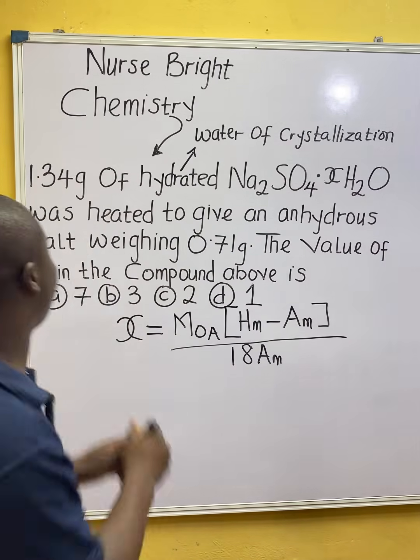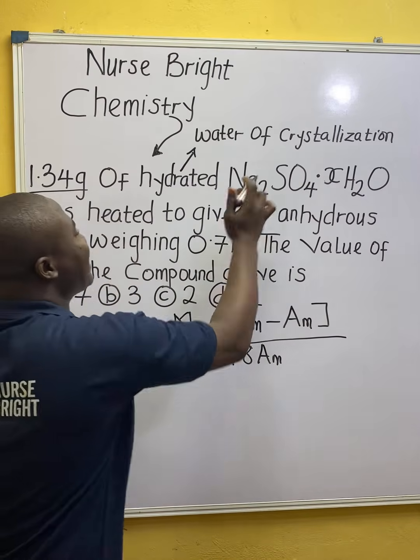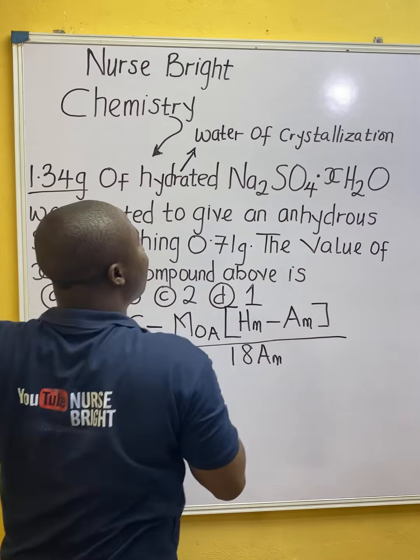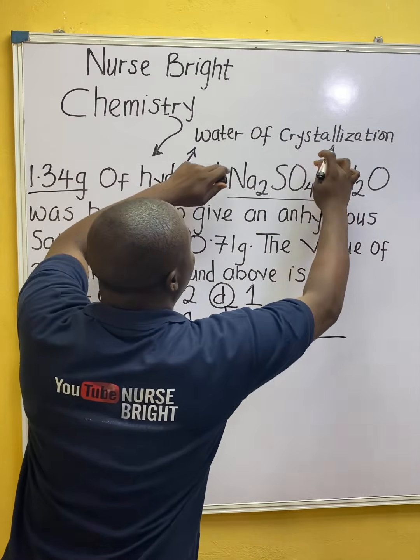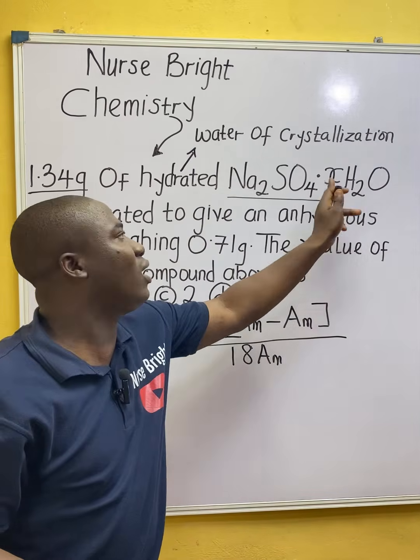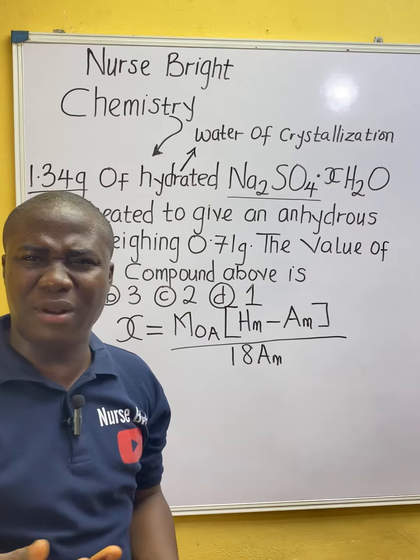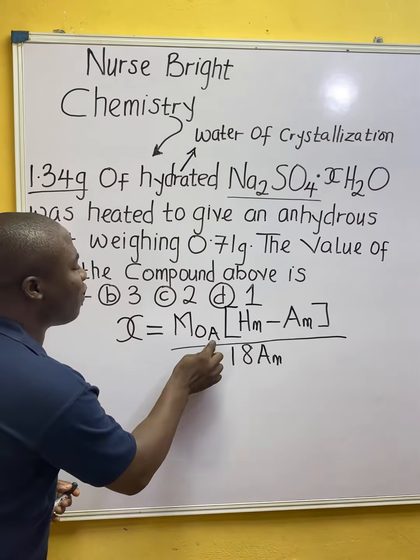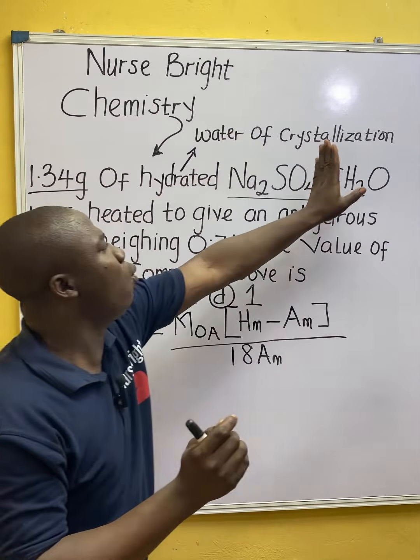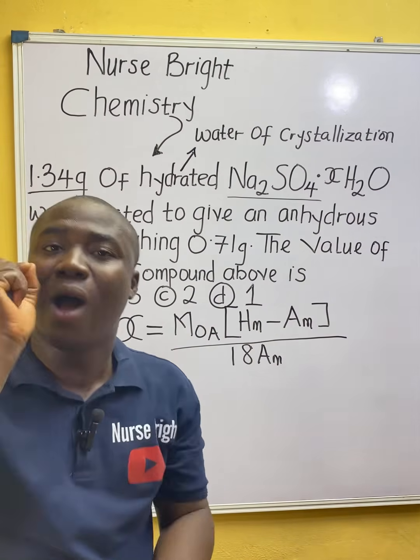Now listen, they said at first the compound had 1.34 grams of the hydrated compound. So meaning that if I remove this water out of it, from here down to here is the anhydrous form of this compound. But if the water of crystallization is added, then it's going to be hydrated. I believe you're following me. So the molar mass of the anhydrous compound is you calculating the molar mass of this compound without the water of crystallization. And in the course of this question, I'm going to teach you how it works.